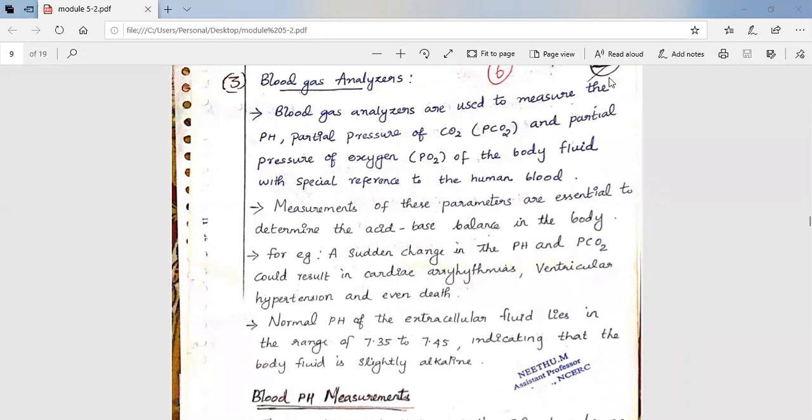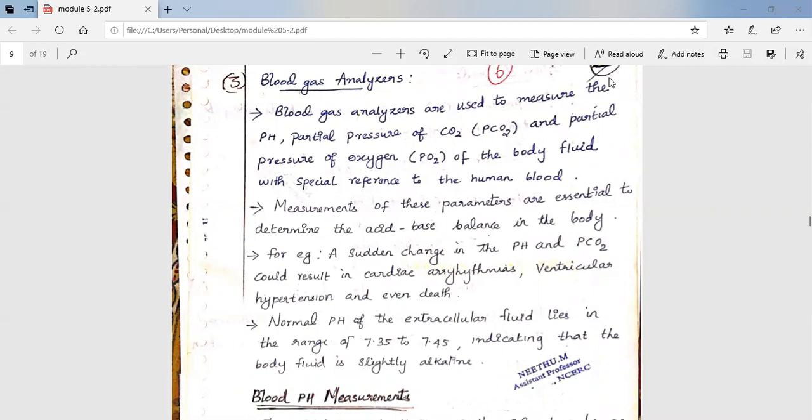Today, we are going to discuss the blood gas analyzer. Blood gas analyzers are used to measure the pH, partial pressure of carbon dioxide, and partial pressure of oxygen of the body fluid, with special reference to the human body.